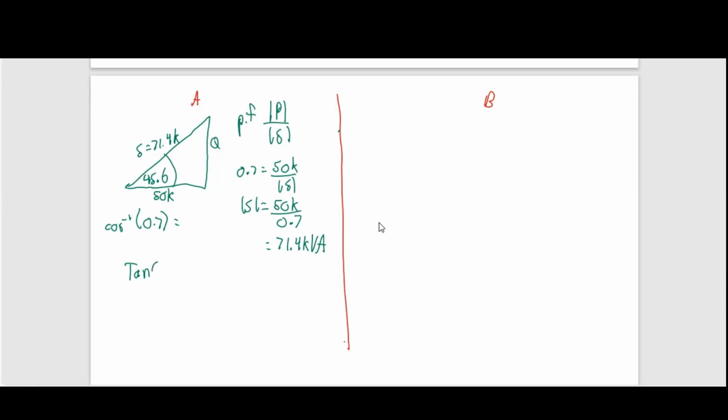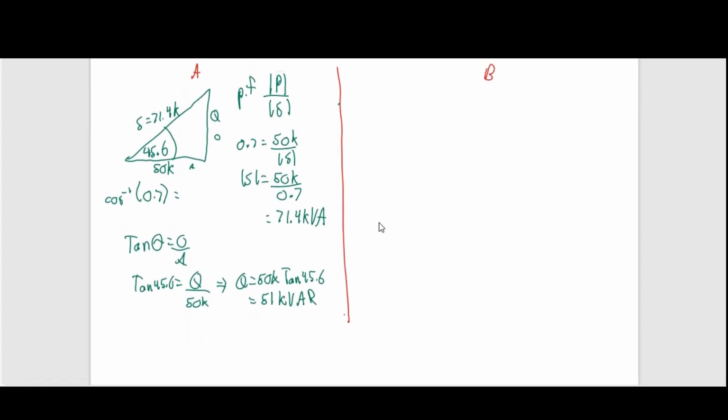Right, so that'll be tan theta is equal to opposite over adjacent. So tan 45.6 is equal to Q on 50K. Fling that across, Q would end up being 50K times tan 45.6. So that'll be 50, 1, 2, 3, tan of 45.6, close brackets. And again, that's about 51 kVAR. Nice. So we have everything.